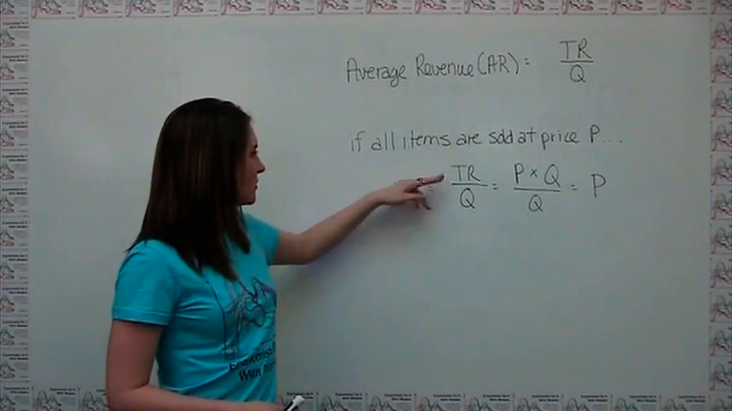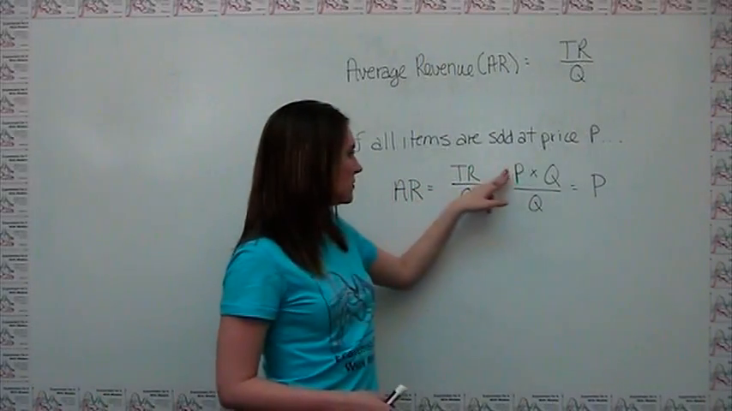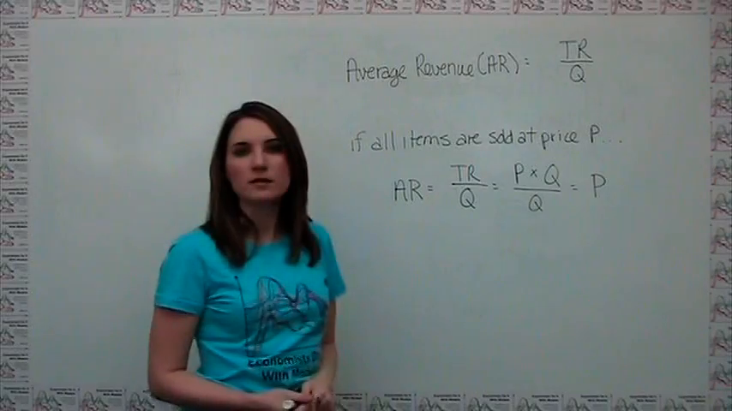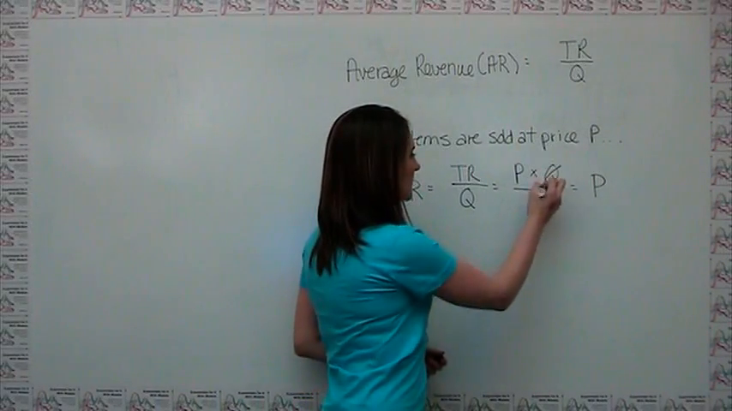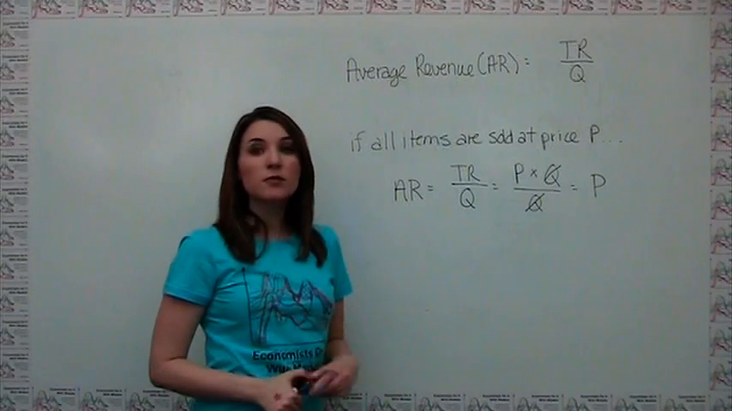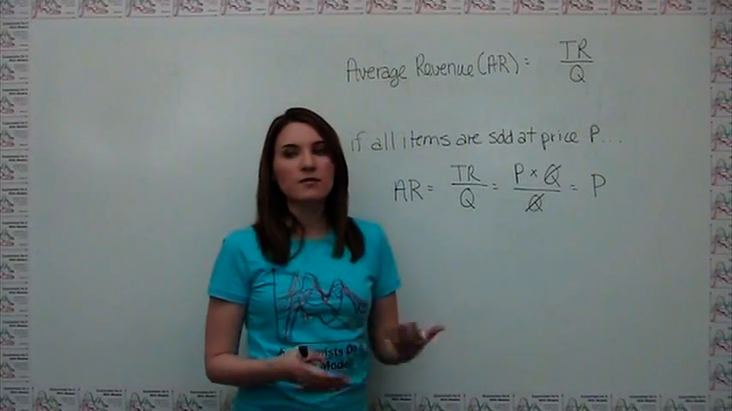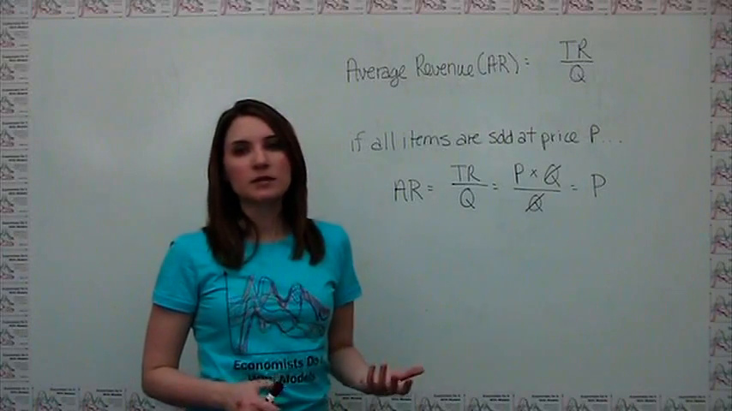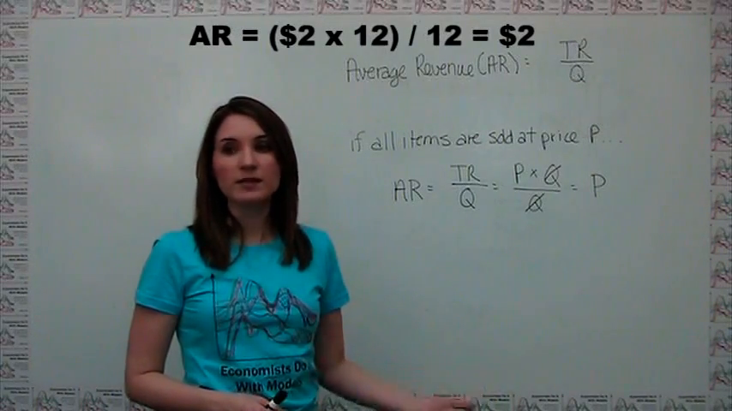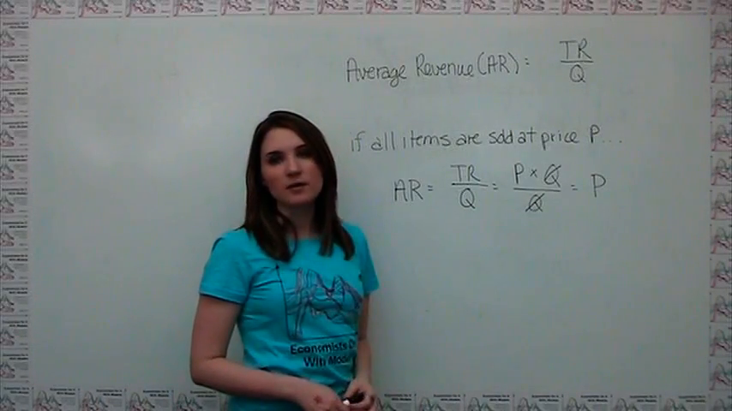If average revenue is equal to total revenue divided by quantity, and total revenue is just price times quantity, well, you'll notice here that the Q's cancel out and you're just left with price. So for example, if I sell 12 apples at $2 each, then the revenue I bring in from each apple is just $2, which is the price. Note that average revenue is going to have units of dollars per item.